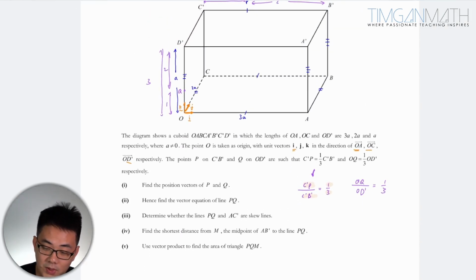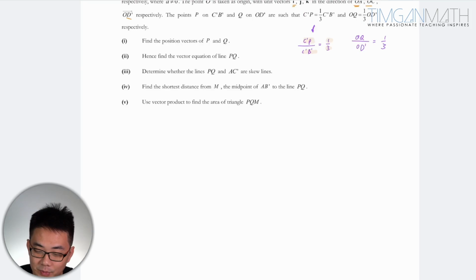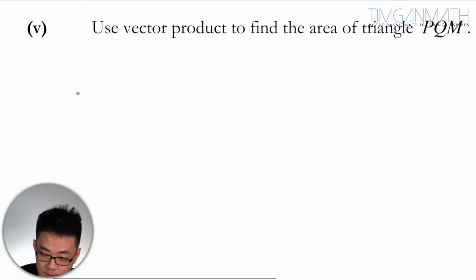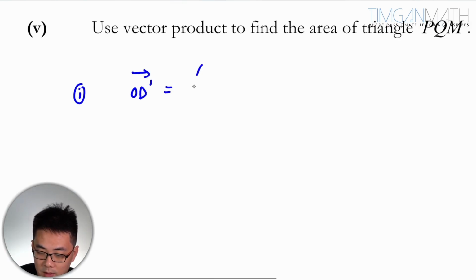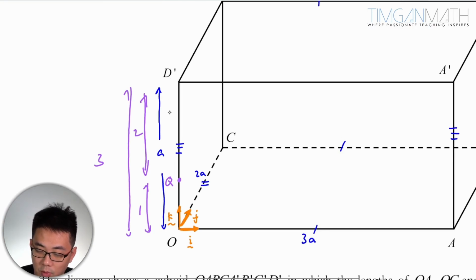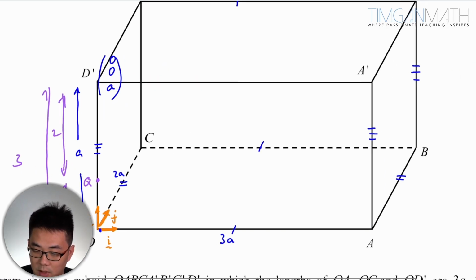So we're going to just find the points first. Now we know that OD prime is just 0, 0, A. Take note, OD prime, because you're moving A units upwards, you're not moving in I or J. You don't have any I, J components, you just go up. So the position vector here is 0, 0, A.